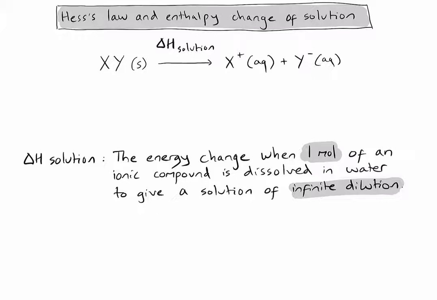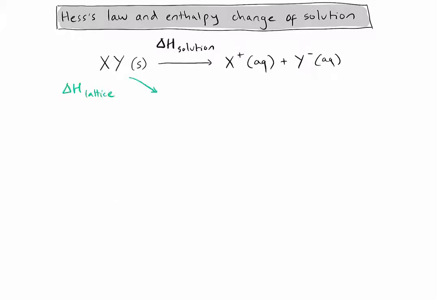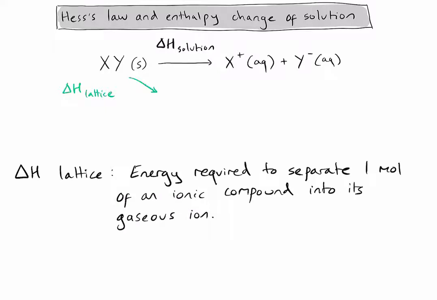In the case of enthalpy changes of solution, the alternative route we're going to take is going to have 2 steps. The first step is the enthalpy change of lattice, or lattice enthalpy. Let's consider the definition of lattice enthalpy. It is the energy required to separate 1 mole of an ionic compound into its gaseous ions. Again, the key parts to this are 1 mole of the ionic compound and gaseous ions.